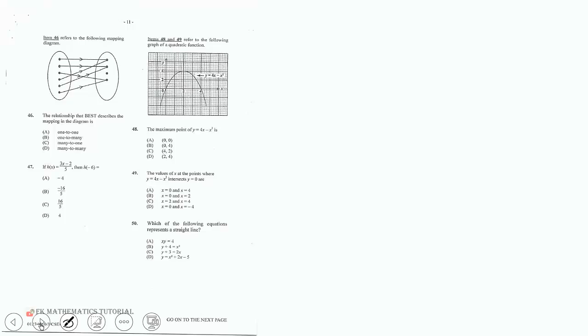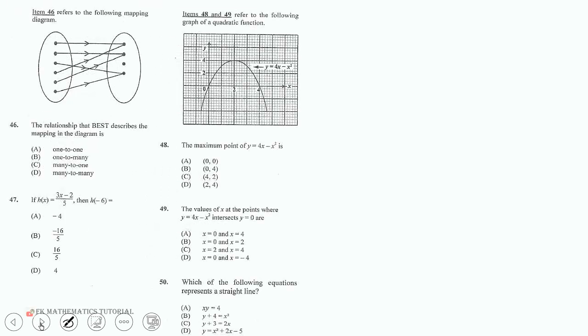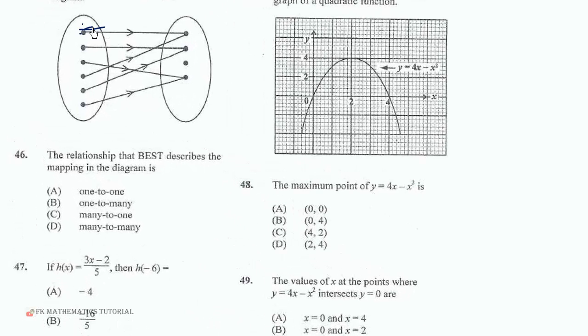Item 46 refers to the following mapping diagram. The relationship that best describes the mapping in the diagram is, so we have many items, this and this, mapping onto one. We have this and this mapping onto one. So it is a many to one relation. Option C, many to one relation.